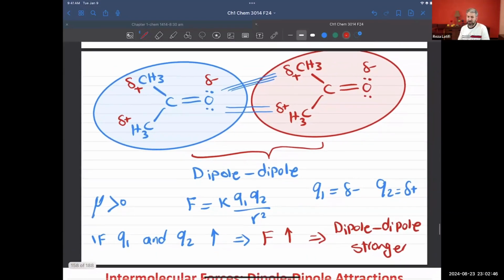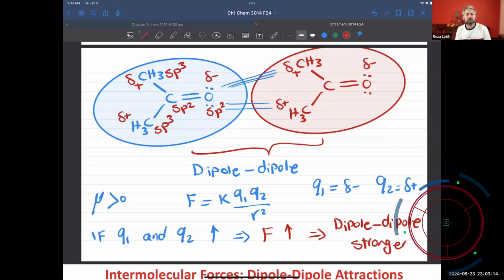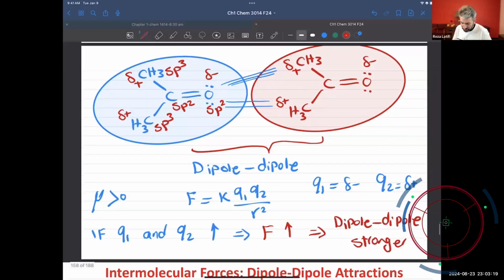The dipole-dipole interaction comes from permanent positive and negative charges. In order to have permanent positive and negative charges, we need a difference in electronegativity or a difference in hybridization. This carbon is sp3, this one is sp2, and that one is sp2. Of course, that carbon is also sp3. Clearly, we have different hybridization, and that's the reason we have permanent positive and negative charges.